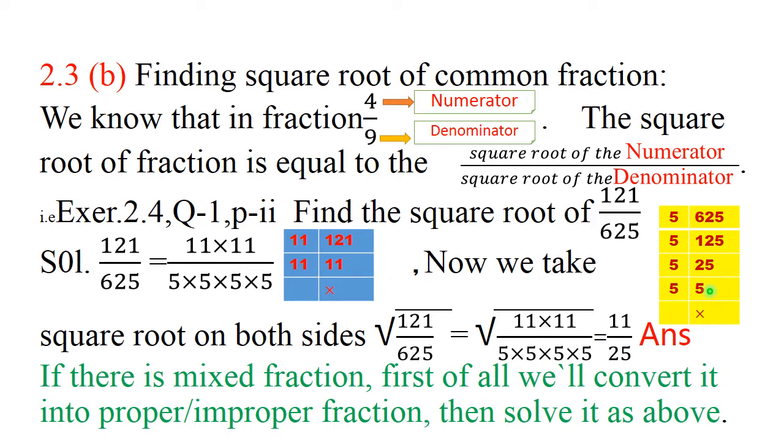Now we take square root on both sides. The square root of 121 over 625 is equal to 11 into 11 divided by 5 into 5 into 5 into 5. That is equal to 11 over 25. We got one digit from each pair, and this is our answer. If there is a mixed fraction, first of all, we convert it into an improper fraction, then solve it as above.